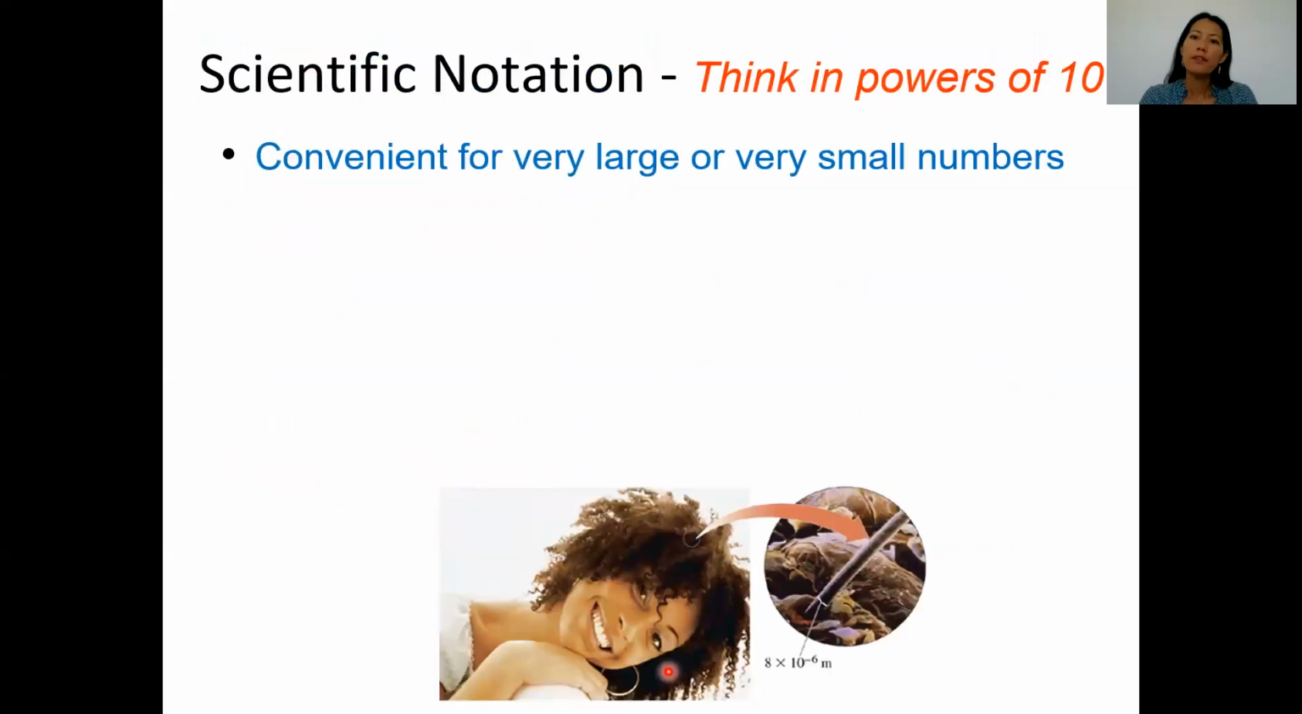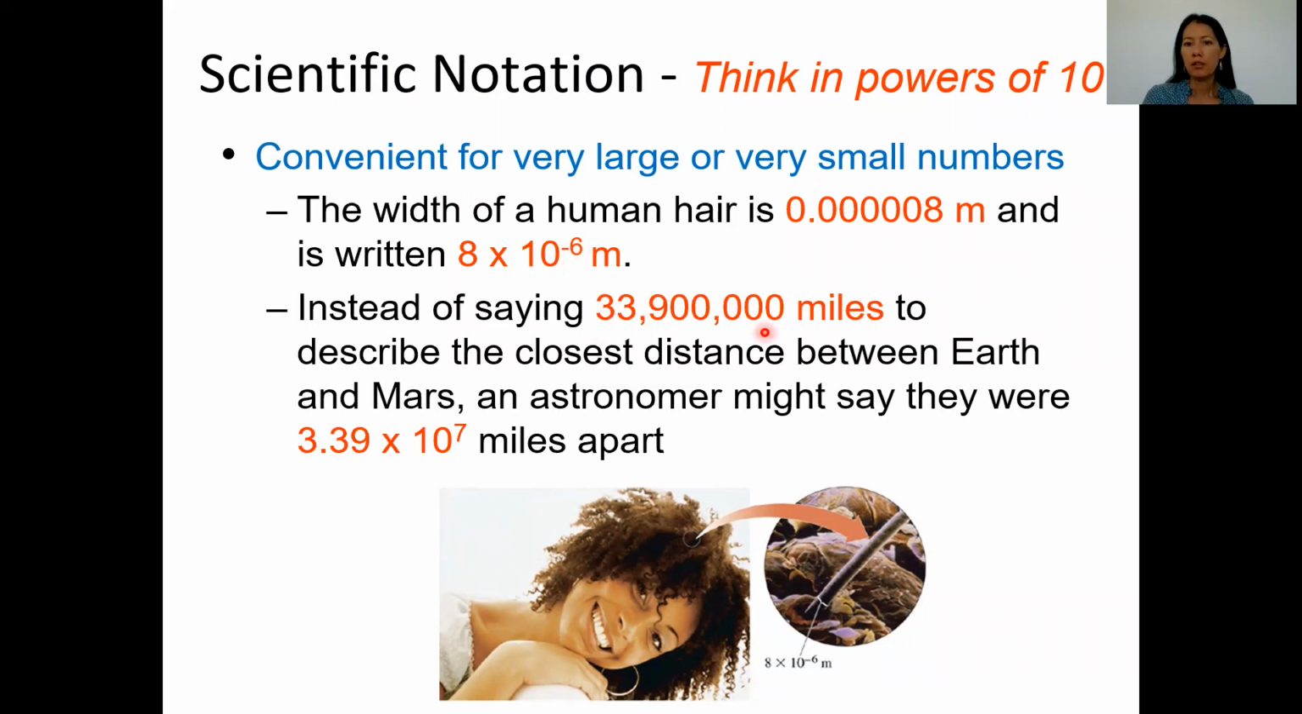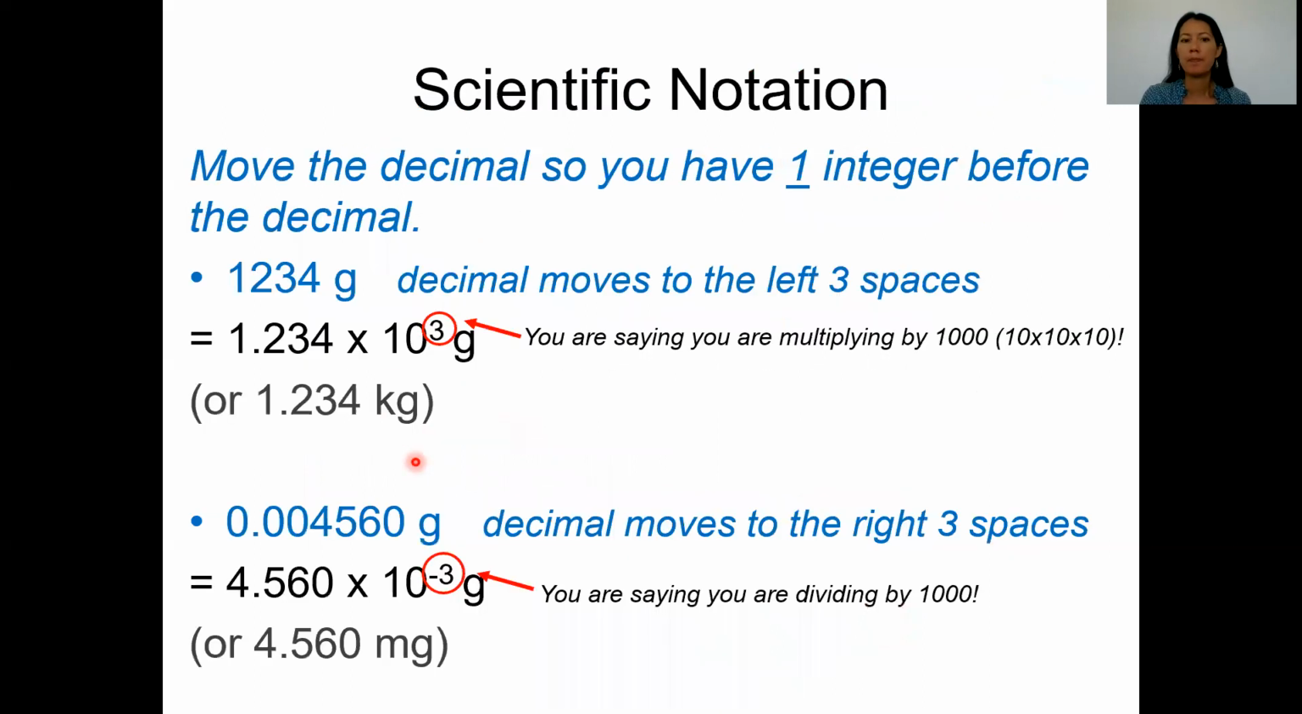Okay, we use scientific notation because it's more convenient, because we do use very large or very small numbers. The width of a human hair is 0.000008 meters. That's a little too tedious to write out even. So we say 8 times 10 to the minus 6. Times 10 to the minus 6 means you actually divided by 10 to the 6. Instead of saying this many miles between Earth and Mars, we say 3.39 times 10 to the 7 miles apart. So it's literally times 10, 7 times.